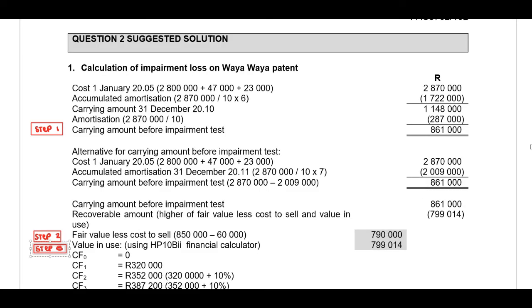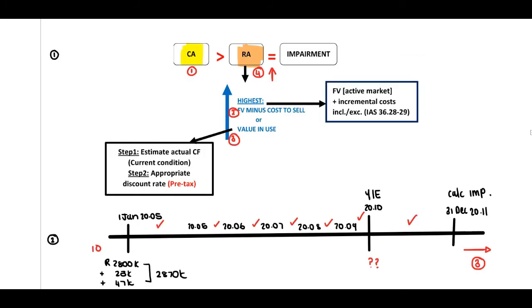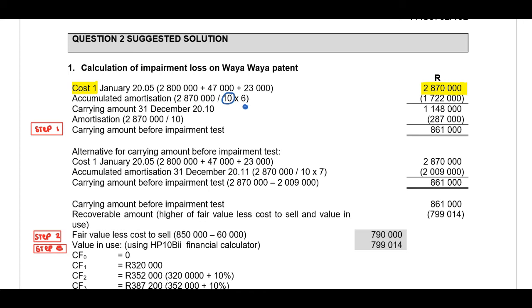they indicate to us here, we have our cost, which is the 2,870,000. Divide this by the 10 years times 6, right? If you look at our timeline, this will now be from 1 January 2005 to year end 2010. And this will be an accumulated amortization amount of 1,722,000.